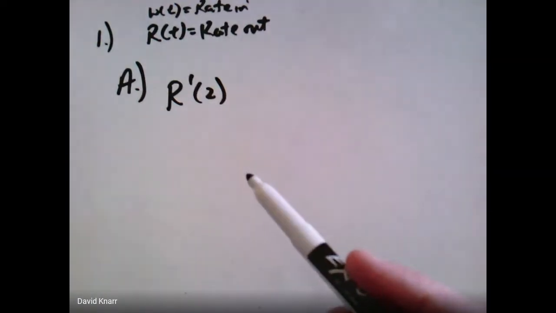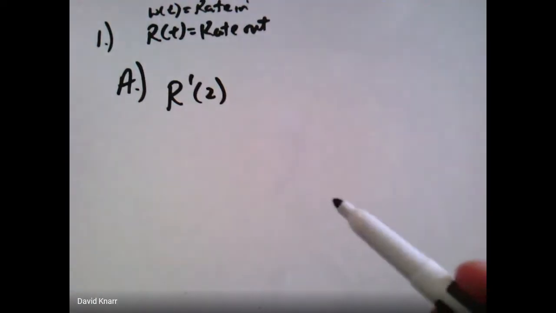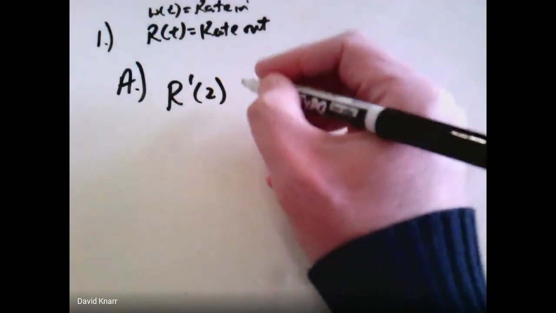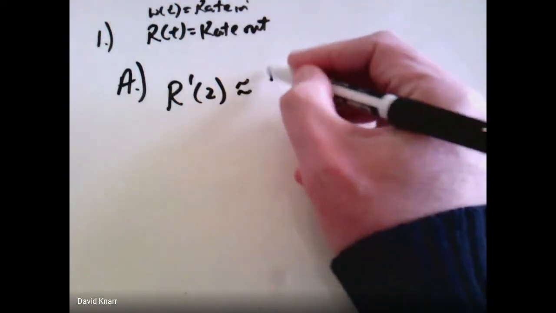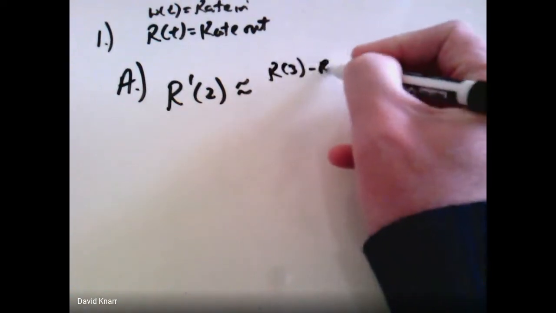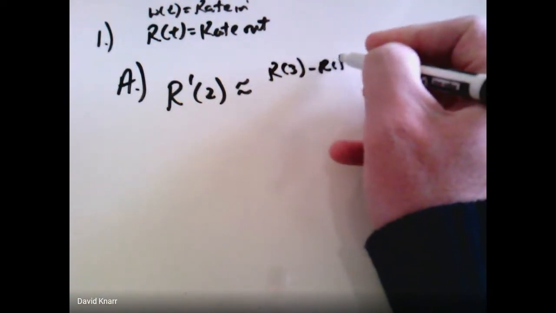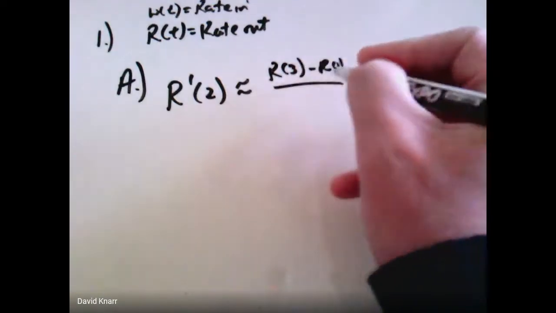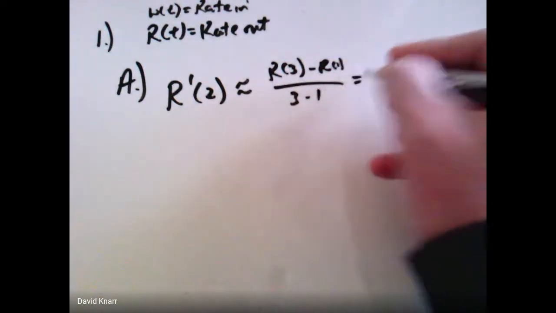So you're given R in that table. To estimate R prime would be the derivative. In this case, the only way to find the derivative is to find the slope. So I want the slope at 2. Closest I can get would be between 3 and 1. So I'm going to calculate R of 3 minus R of 1 over 3 minus 1.